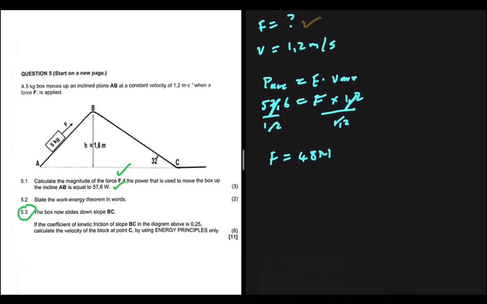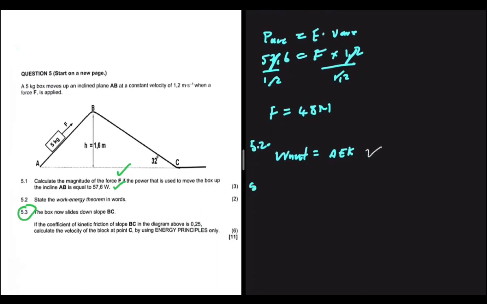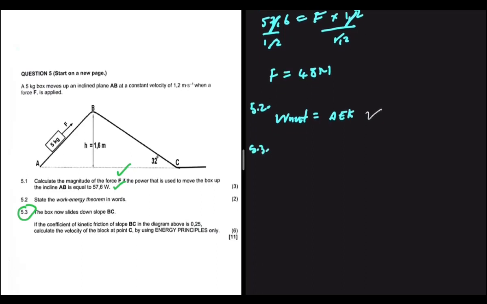Let's take a look at 5.2. We're supposed to state the work energy theorem in words. The net work done on an object by a net force is equal to the object's change in kinetic energy. That is 5.2.